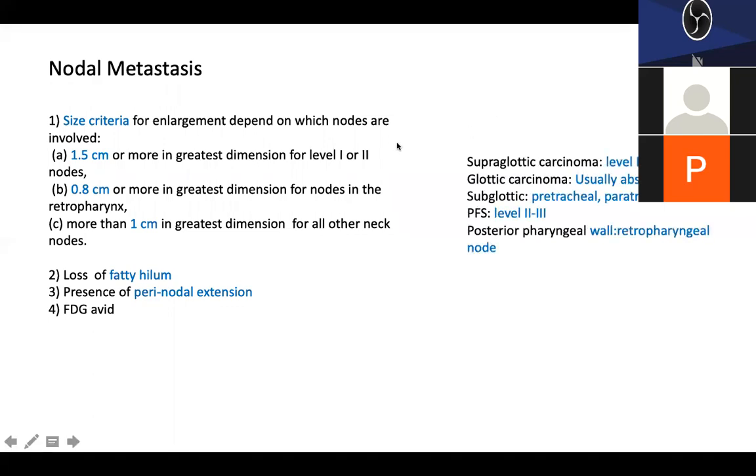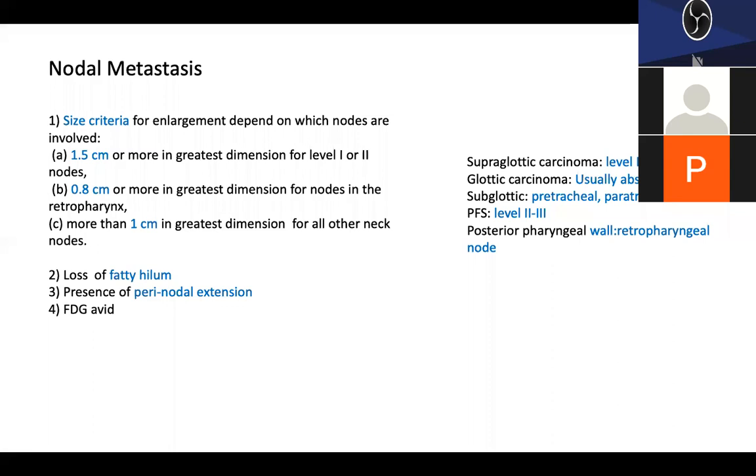So here supraglottic carcinomas usually present with nodal metastasis. They show nodal metastasis, and reporting nodal metastasis is very important because it significantly affects the prognosis. Mostly level 1, 2 and 3 nodes are involved. Glottic is usually absent. Subglottic area is also not very lymphatic rich. However, they may metastasize to pretracheal and paratracheal nodes, often even in the superior mediastinum also. So we should look at the superior mediastinum very closely in subglottic extension of tumors.